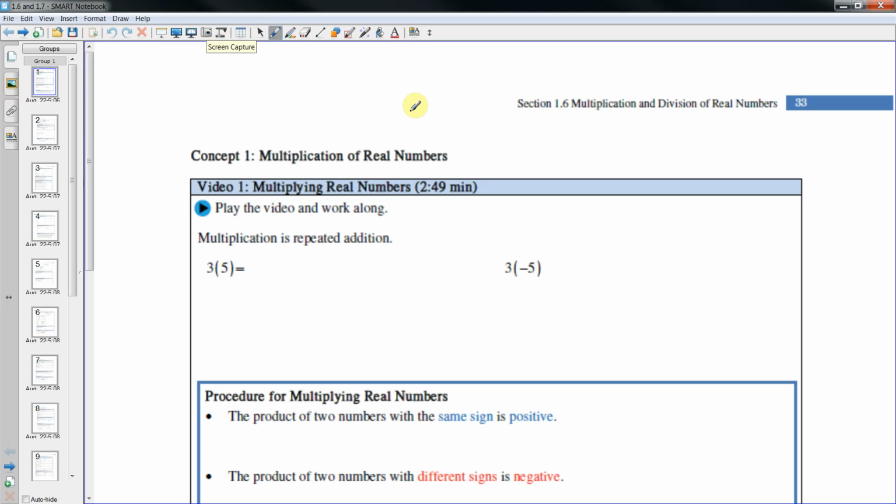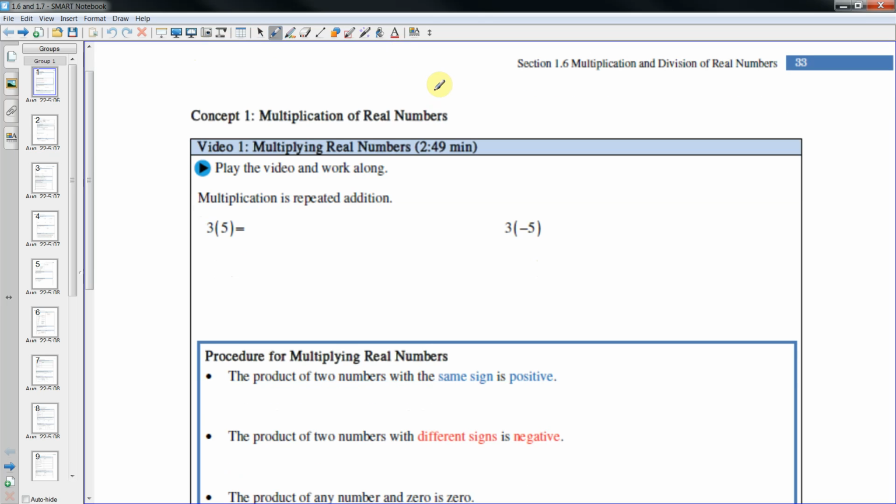Moving on with our real number section, we're going to do multiplication next. And in this section we'll do multiplication and division because they're basically the same rules. The thing you need to remember with multiplication and division, I'll write it again when we get to division, are the rules: if you have the same sign, you're going to have a positive answer.